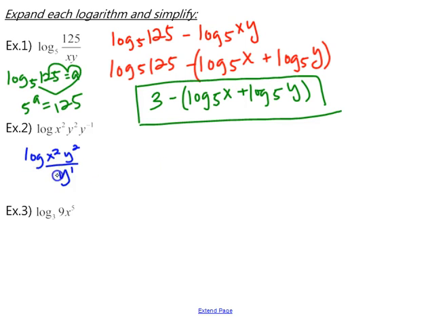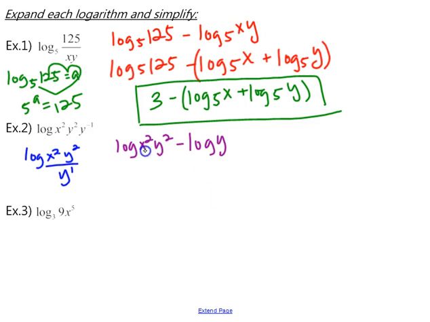Now we can go ahead and expand this. So again, we have multiplication, x squared times y squared all over y. So let's take care of that division first. Log base 10 of x squared y squared minus log base 10 of y. And we don't need to put to the first power. You can if you want to, but it's not necessary.